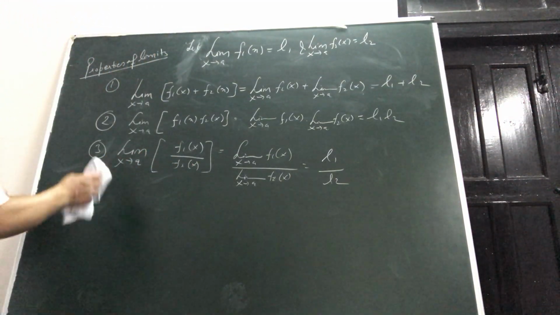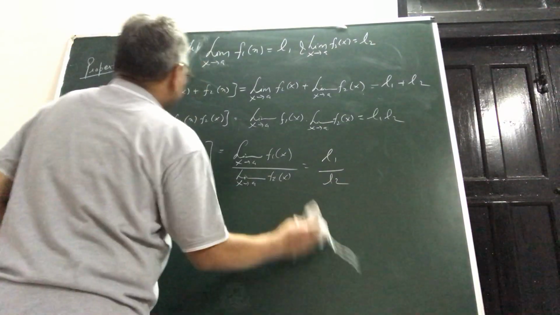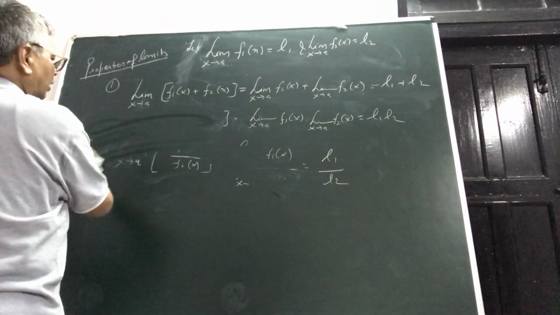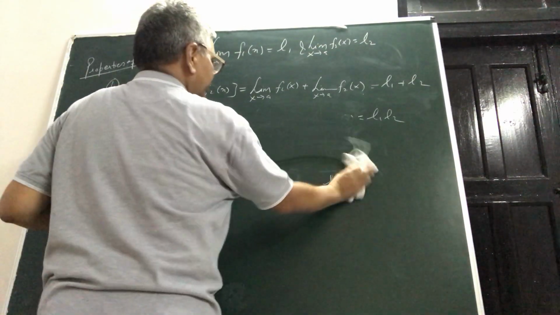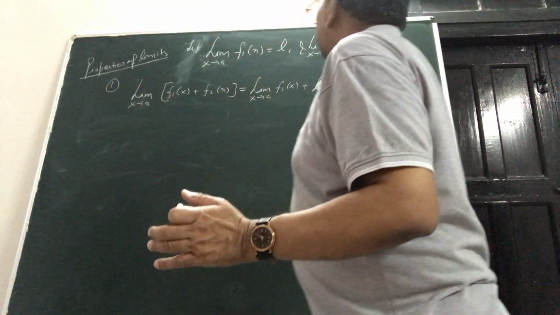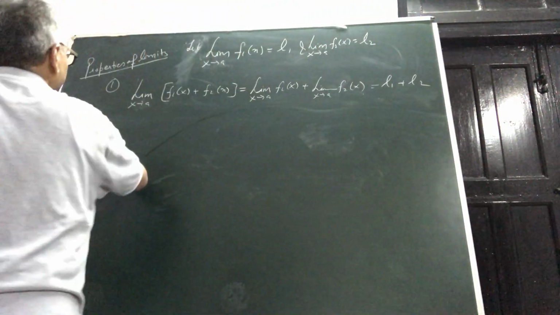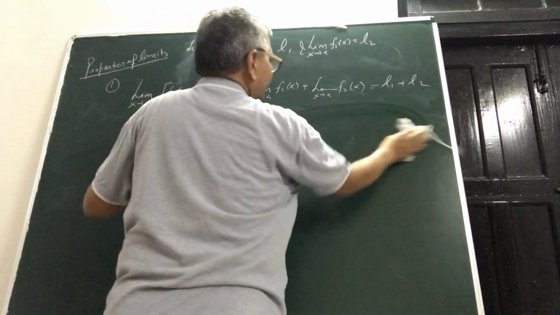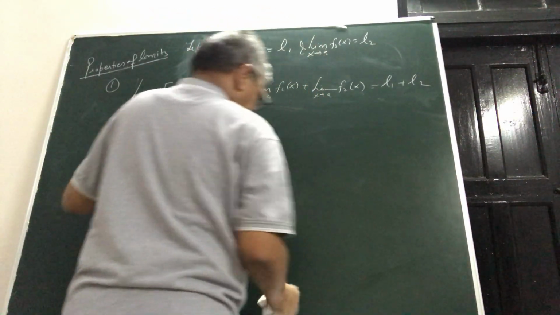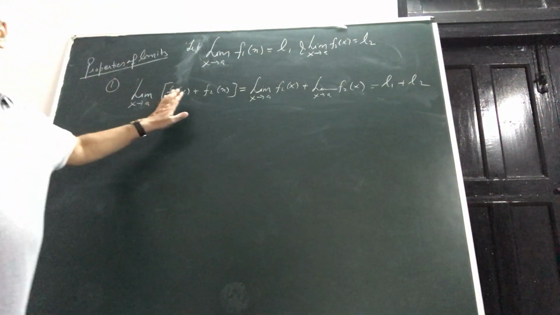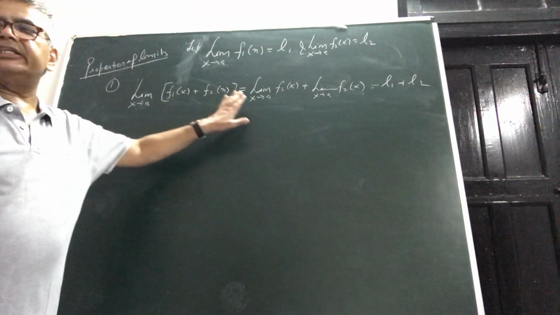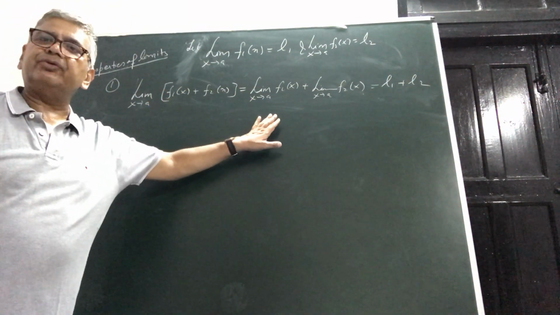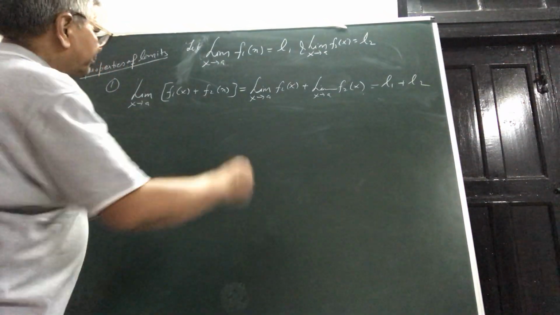They are too simple, you have to simply make use of what has been given to you. And what is given to you? That the individual limits do exist. So let us see how we can give the proof of them. So first is, the limit of the sum of two functions is equal to the sum of their individual limits. So how do we prove it?